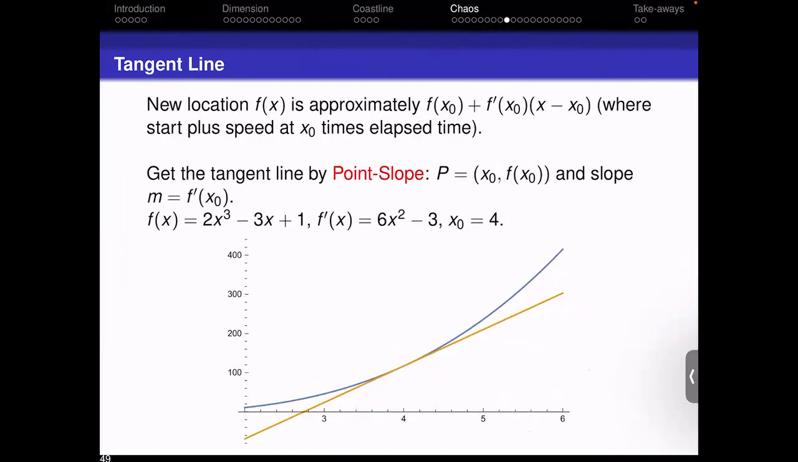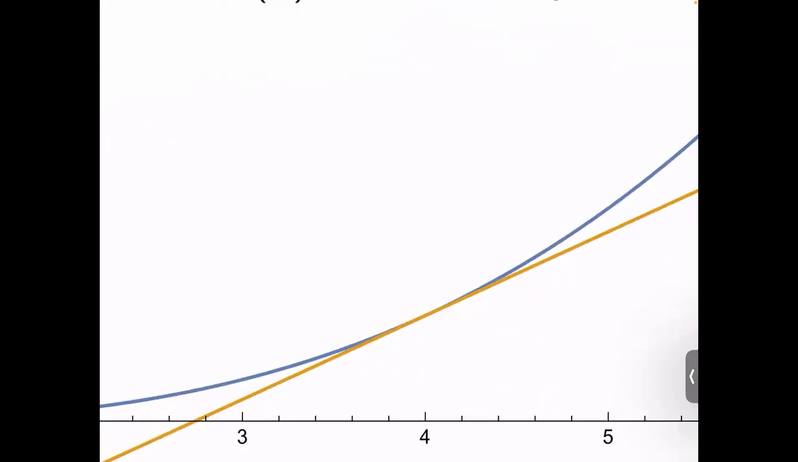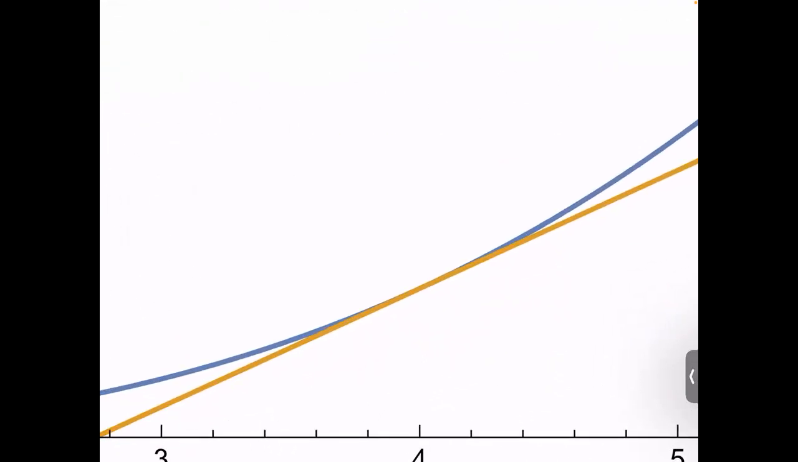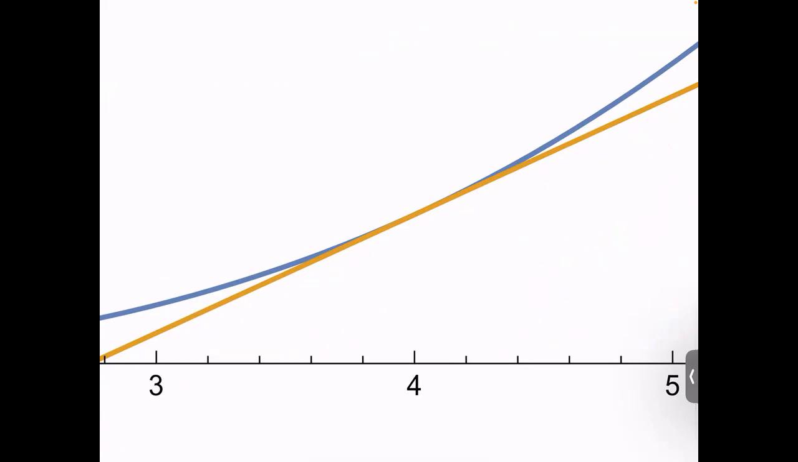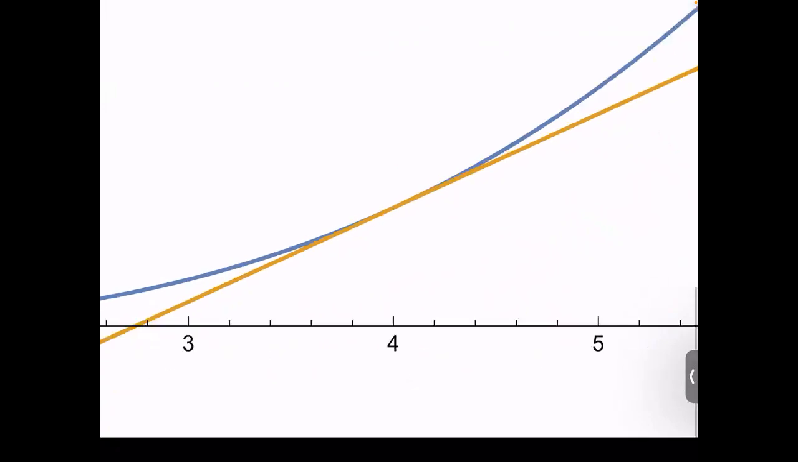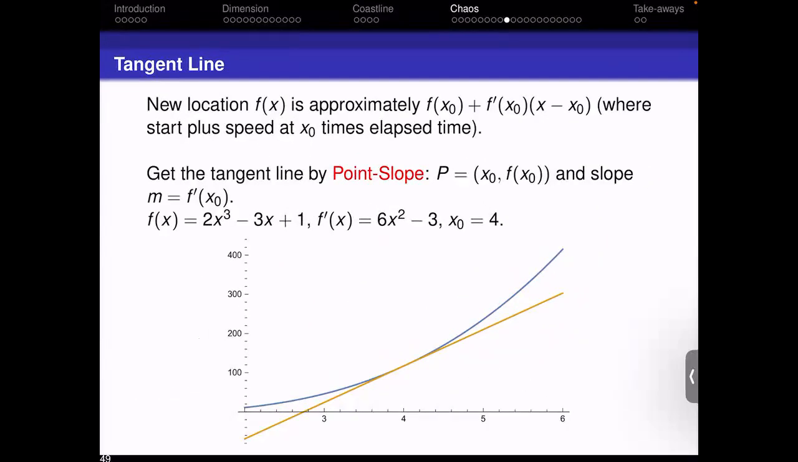Just as an example, if I give you a cubic, 2x cubed minus 3x plus 1, I calculate the derivative, I see what's going on at the point 4, and you can see it's doing a pretty good job. If I zoom in, you see it's doing a really good job of fitting the function over a reasonable interval. And so the hope is that the tangent line does a great job of approximating the function.